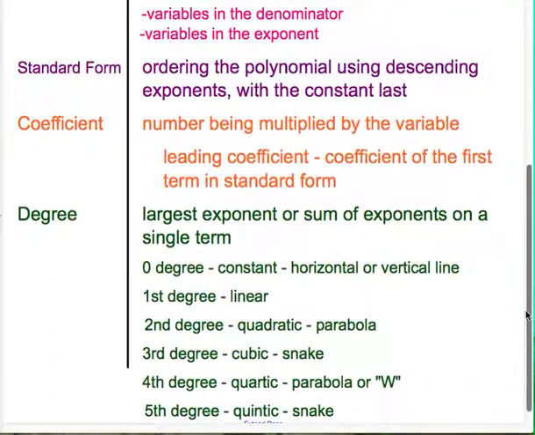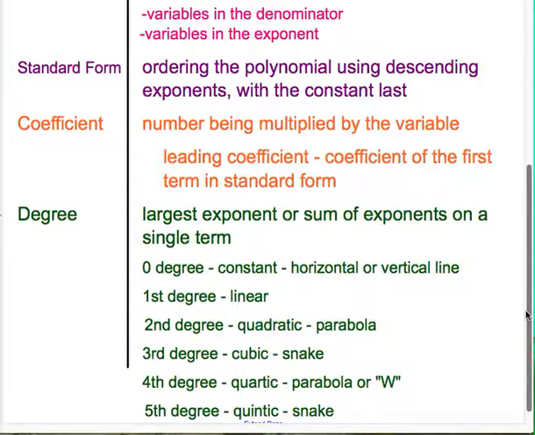Standard form is when you order the polynomial using descending exponents, meaning the first term has the highest power and then it goes in order down to the constant. We've talked about coefficients, hopefully you remember that is the number that's multiplied by the variable. And we'll be using the leading coefficient a lot as we did with our quadratic unit. That's the coefficient of the term with the highest power, or when your answer is in standard form, it's the coefficient of your first term.